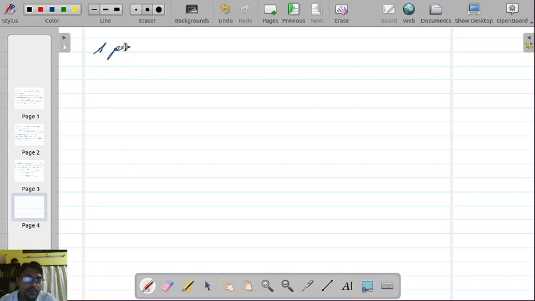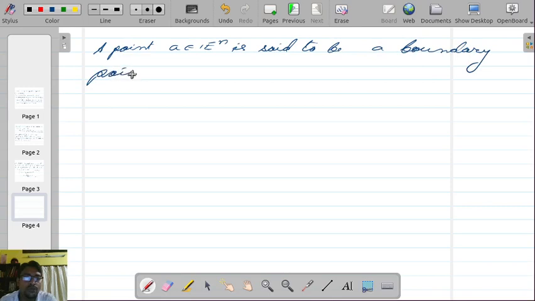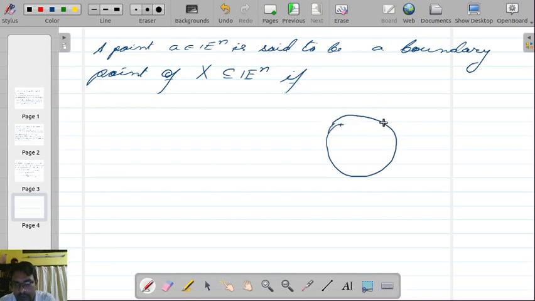Then a point A belonging to e to the power n is said to be a boundary point of some set x, a subset of e to the power n, if... So, what happens when something is on the boundary? If you see the circle and consider a point on the boundary, then if I take any epsilon neighborhood of this point, it will contain points outside the circle also, and points inside the circle also. Because this point is on the boundary, that is basically the idea behind defining the boundary of a set. So this is the geometrical idea.